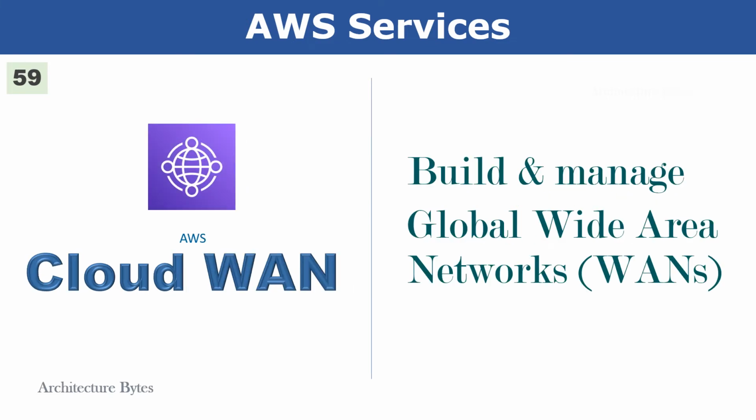Cloud WAN is used to build and manage global wide area networks. This allows you to unify your AWS and on-premise networks and view the entire network on a single dashboard. You can connect your branch offices, data centers, and Amazon VPCs to build a global network easily.